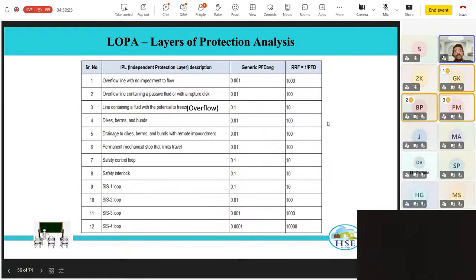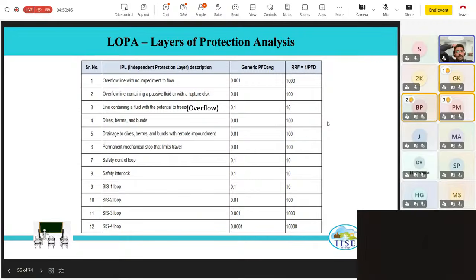Okay. Next, we have dikes. Again, dikes, the bunds are part of design safety. So we are taking credit of 10 for them because they are ensuring adequate design or prevention of further catastrophic event. Similarly, drain to dikes, pumps, all those things, we have taken 100 because they are basically mechanical devices.